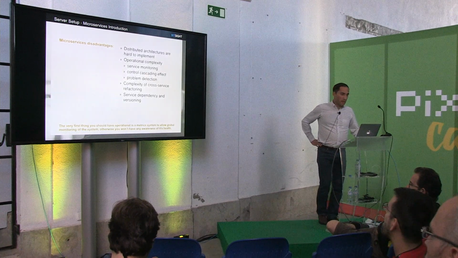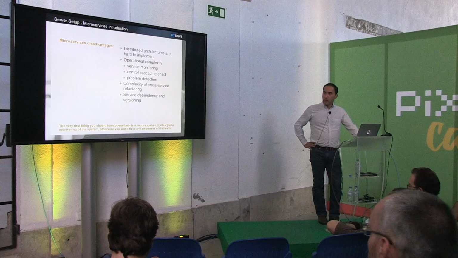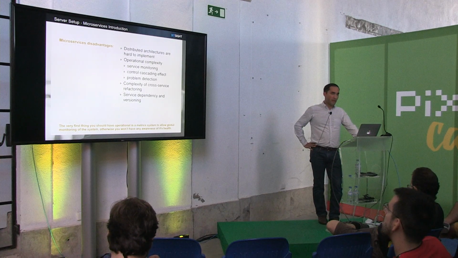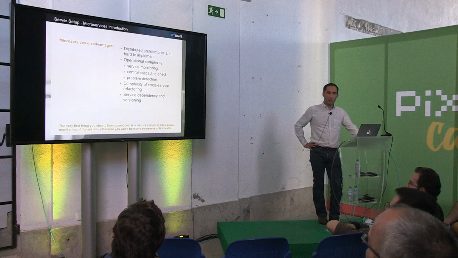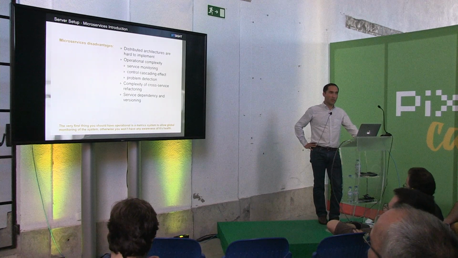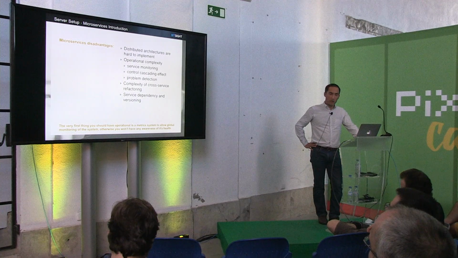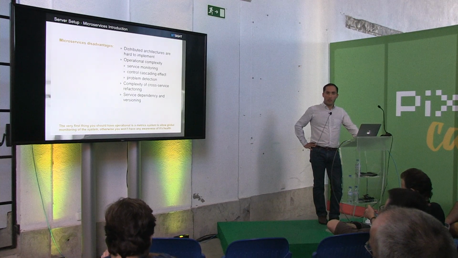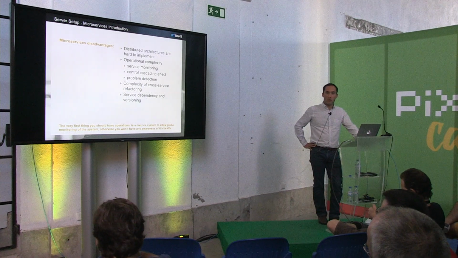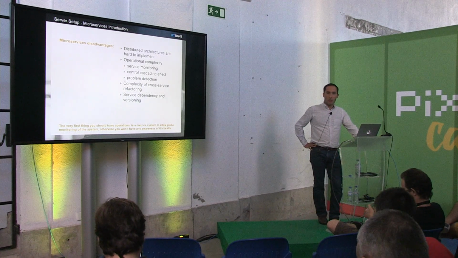What are the main disadvantages of using microservices? They are very, very complex. You need to have load balancers, you need to have monitoring, you need to handle errors and downtimes. You can have issues with versioning. You can have several versions of your API being used at the same time.